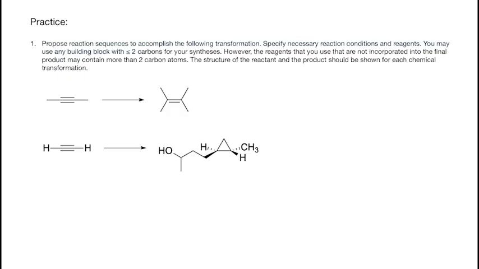In the first reaction, 2-butyne is transformed into 2,3-dimethyl-2-butene. To determine the required steps, we can use retrosynthetic analysis, working backward from the product to identify the intermediates and reactions needed to achieve the transformation. First, we observe that the product contains 2 additional carbons compared to the starting material. Additionally, the alkyne in the starting material has been reduced to an alkene. Using these observations, let's work our way back to the starting material.